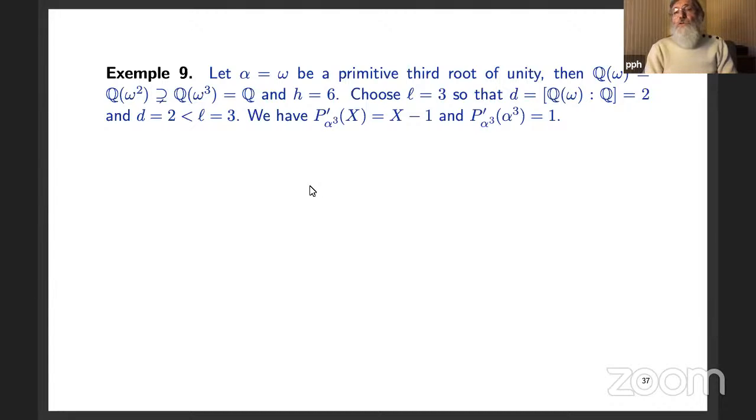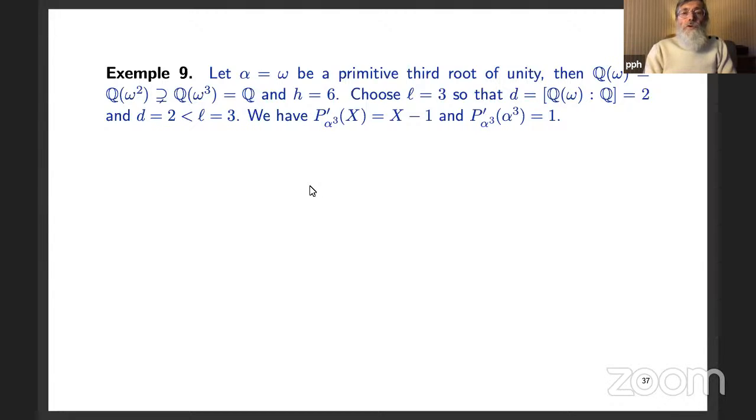And let's choose L equals 3. Well, actually, we would have to see L equal 1, 2, 3, and 6. But the most interesting in this case is 3. So the degree of Q of omega over Q, where the Q should be understood as Q of omega cubed, is equal to 2. And we have 2, which is less than L, which is chosen to be 3.